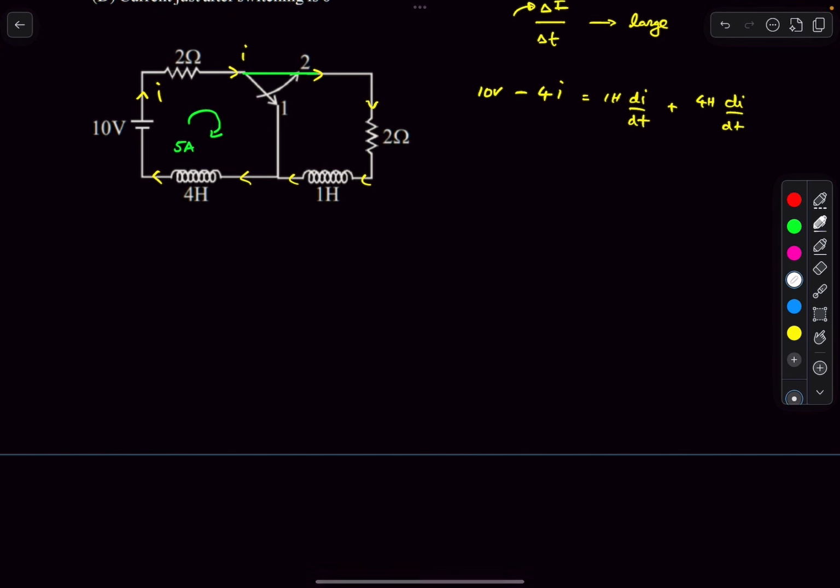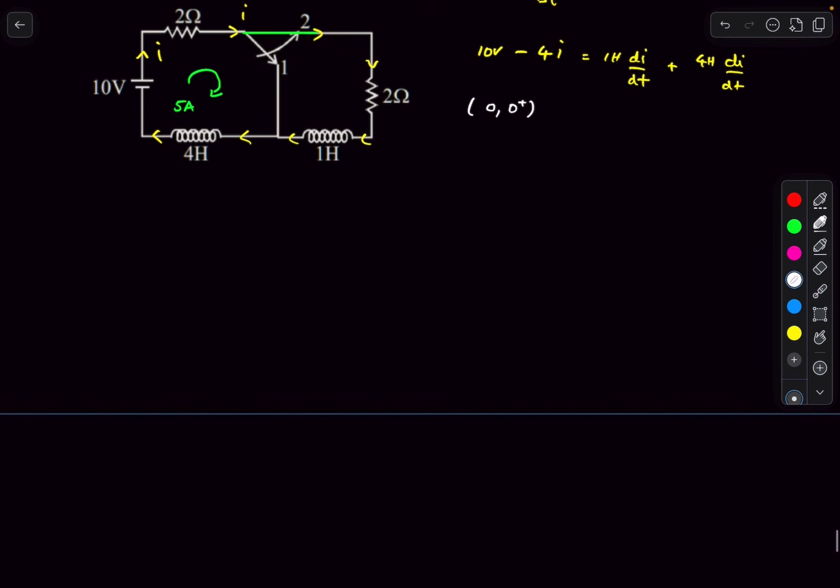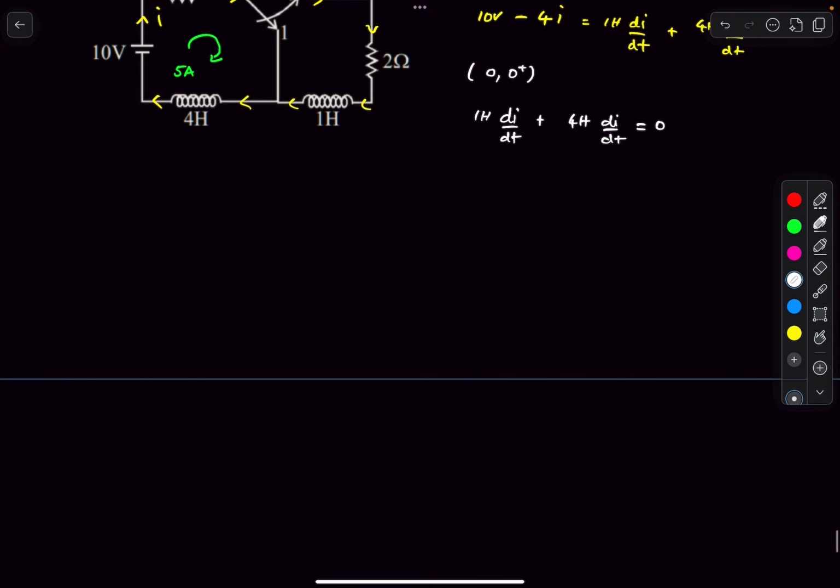Now, just for the situation of 0 to 0 plus, meaning right before and right after switching, what we'll do is consider the equation to be 1 di by dt plus 4 di by dt equal to 0. So we'll neglect the other two terms in comparison to these two terms.